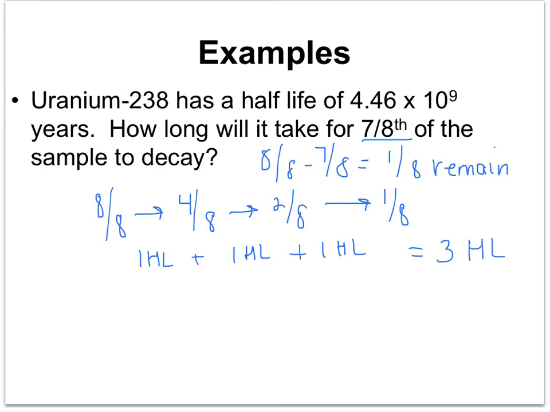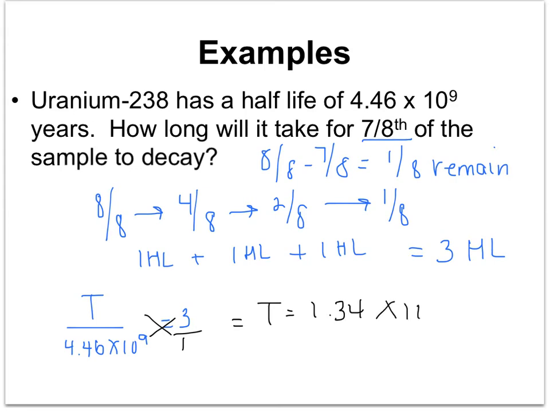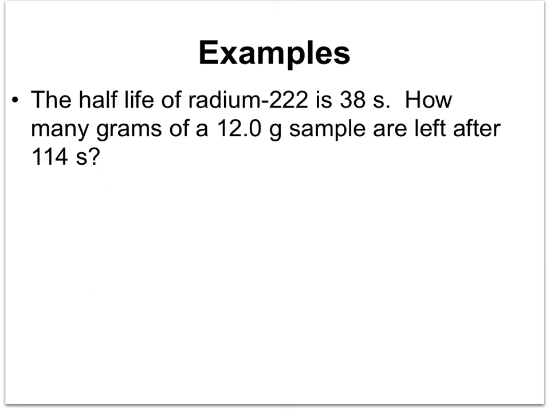Since we're looking for the total time, we know that the half-life time is 4.46 times 10 to the 9th years, and there are 3 half-lives. We can multiply these two numbers together, and you'll get your answer: 1.34 times 10 to the 10th years. An awfully long time.